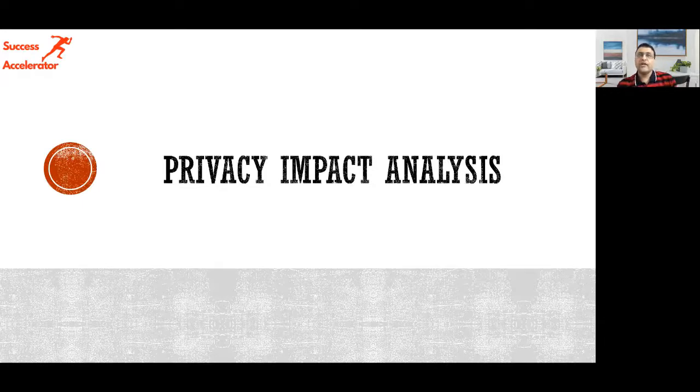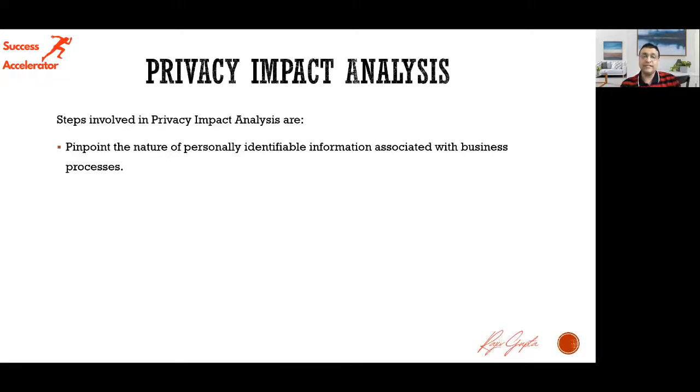Now, if those are the expectations from companies, then every company is also supposed to do a privacy impact analysis, also called PIA. A very important concept, guys. It involves a few steps. Step number one is to pinpoint the nature of PII that the company is collecting, and in which business process. That is the first start, because if you don't know in which process which type of PII is getting collected, how will we put a control?